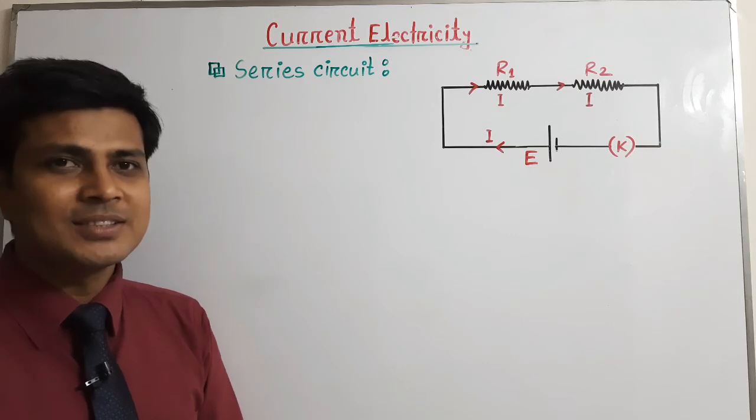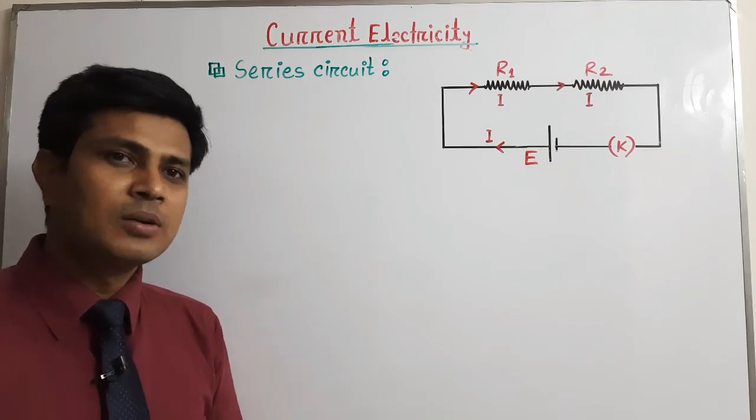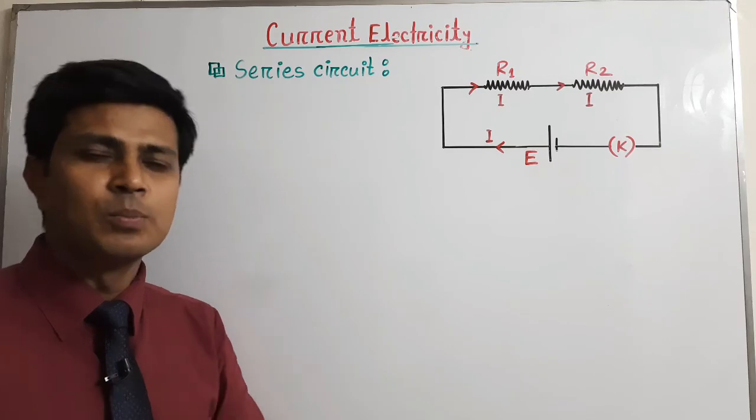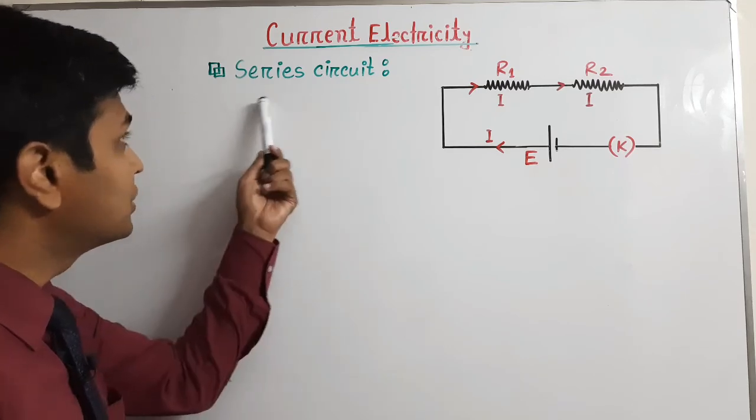Now I will discuss the combination of the circuit, and you know there are three types of combination. Number one is the series circuit, number two is the parallel circuit, and number three is the mixed circuit. Let's have a look at the series circuit.